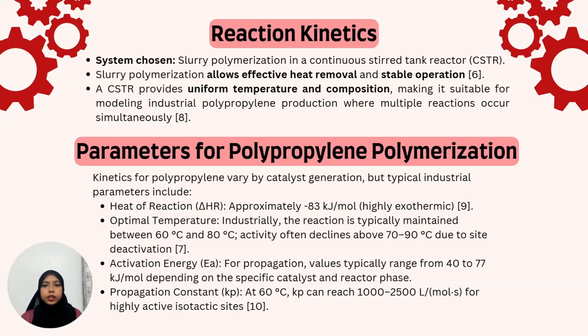The reaction is typically operated between 60 to 80 degrees Celsius. At higher temperature, catalyst activity decreases due to site deactivation. The activation energy for propagation generally ranges between 40 to 77 kJ per mole depending on the catalyst type. At around 60 degrees Celsius, the propagation rate constant can reach values as high as 1000 to 2500 liters per mole per second, indicating a highly active catalyst.